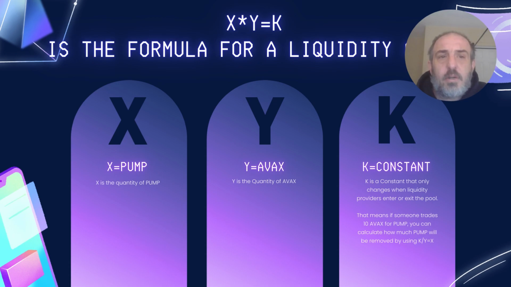All right, so you have to understand the formula to calculate an LP curve. It's pretty simple. It's X times Y equals K. X is the representation of the first coin. In our case, it's going to be the quantity of pump. Y is a variable to represent the second coin in the pairing, which is AVAX. So the third number, K, is a constant. Basically, it's what you get when you multiply X times Y.